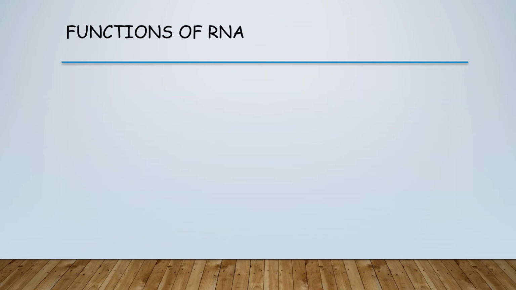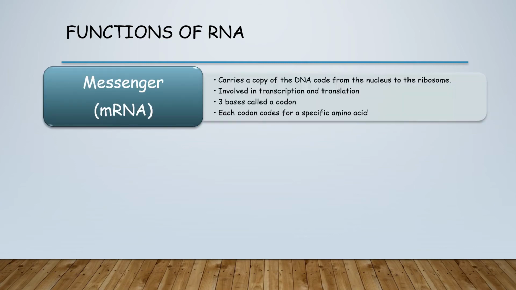We're now going to talk about the types and functions of RNA molecules. At National 5 last year, we would have talked about messenger RNA or mRNA. It carries a copy of the DNA code from the nucleus to the ribosome. It's involved in both the transcription and translation stages of protein synthesis. And a key bit of information: 3 bases is called a codon, and each codon codes for a specific amino acid.